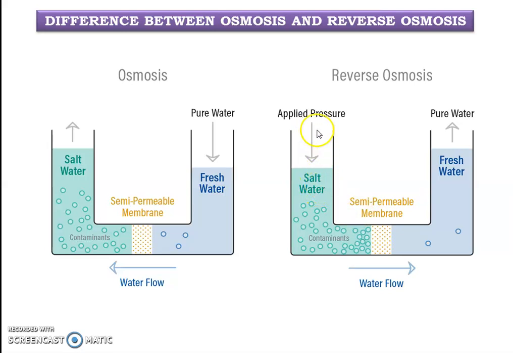So what happens here, we are applying the pressure towards the concentrated solution and we are forcing the solvent molecules which are present in the salt water to move towards the low concentrated area, that is, the dilute or lower concentration. You can see that the water level is increasing on this side in reverse osmosis, whereas the water level is increasing on the concentrated side in the osmosis process.